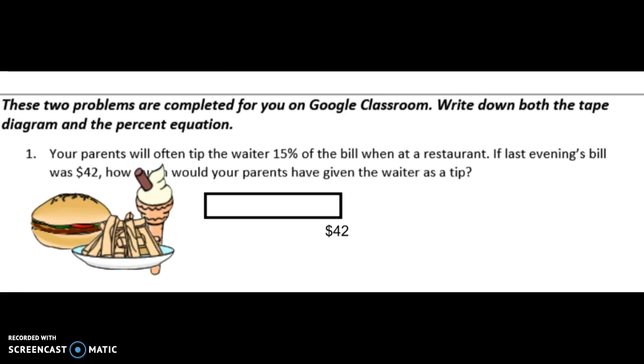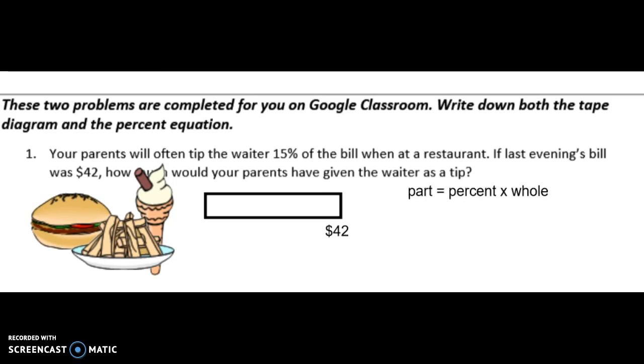It says the last evening's bill was $42. So I don't need you to draw the food. I don't need you to sketch the burgers and the fries and the ice cream. But what I do need to see is the tape diagram. And you see the $42 is over on the right side because that's 100% of the bill. The bill was $42, and we're going to give 15% back as a tip.